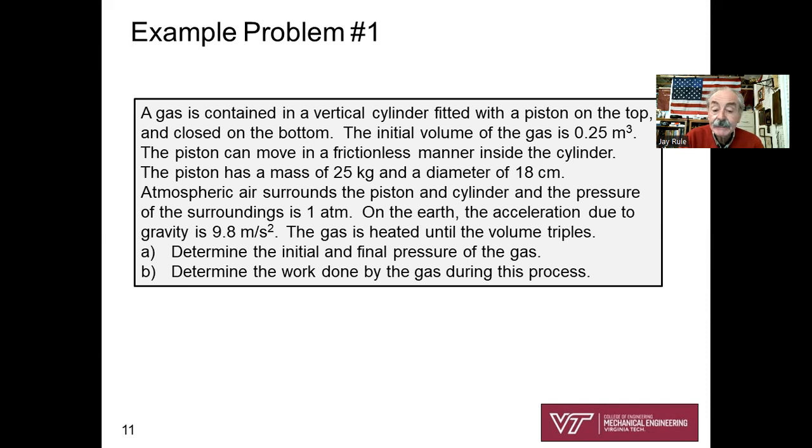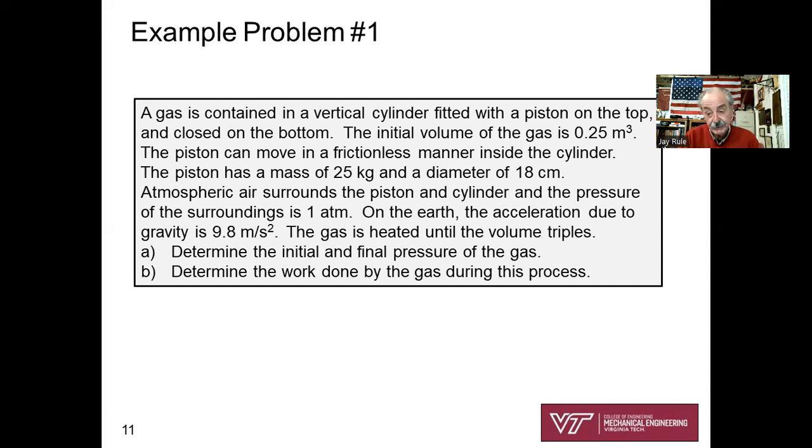The piston has a mass of 25 kilograms and a diameter of 18 centimeters. Atmospheric air surrounds the piston and cylinder, and the pressure of the surroundings is 1 atmosphere. On the Earth, the acceleration due to gravity is 9.8 meters per second squared. The gas is heated until the volume triples. Okay, so here's the homework problem. A, determine the initial and final pressure of the gas. B, determine the work done by the gas during the process.